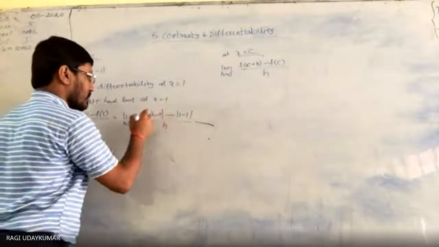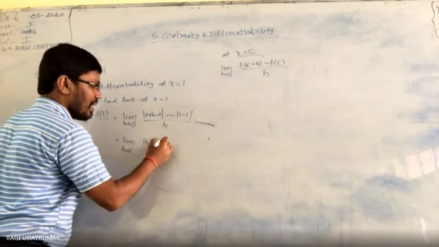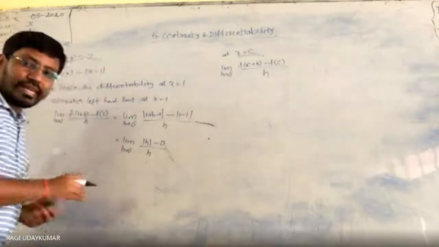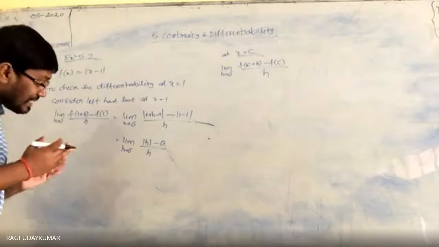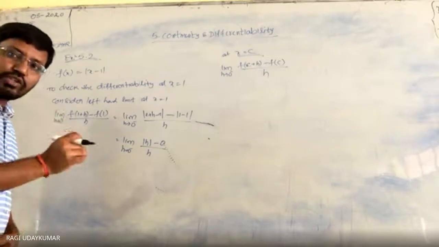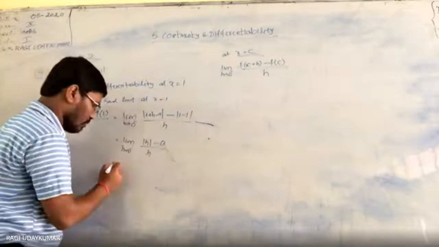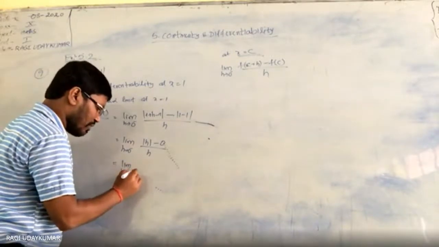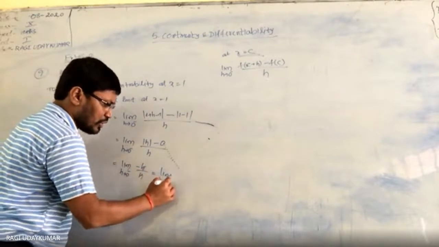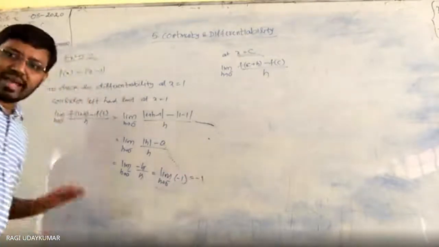So what do you get here? Limit h tends to 0 minus, mod h minus 0 by h. When h is near 0 but less than 0, it is negative, and when it is negative, the modulus of h becomes minus h. So we get limit h tends to 0 minus, minus h by h, which is limit of minus 1. It is a constant, so we get minus 1.